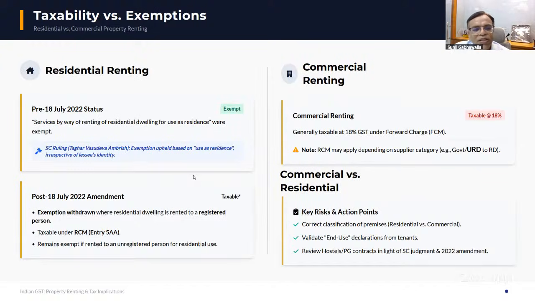The controversy here started brewing up in cases where the property by itself is in the nature of a residential dwelling. It is being used for residence, but it is not used by an individual for residence. There is an intermediary entity. Typically, a hostel operator was a classic example which was creating the controversy.